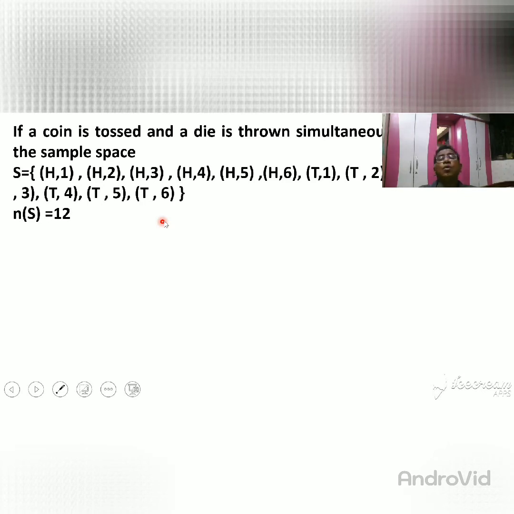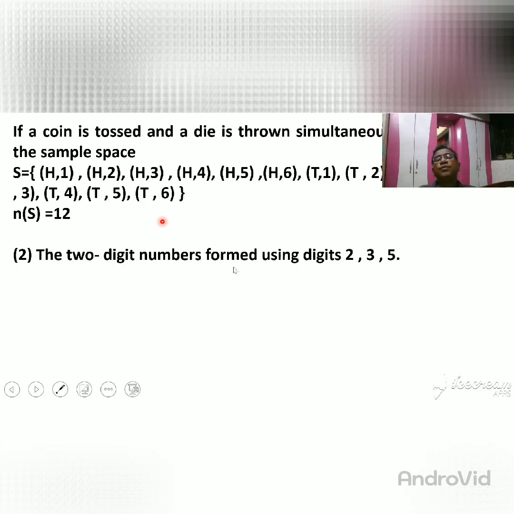Then we can see another one. What is given? A two digit number using digits 2, 3, 5. So what do we want to do? We want to make a two digit number. Two digit number means what? That number having two places: one is the unit place and another is the tens place, because they said only a two digit number.